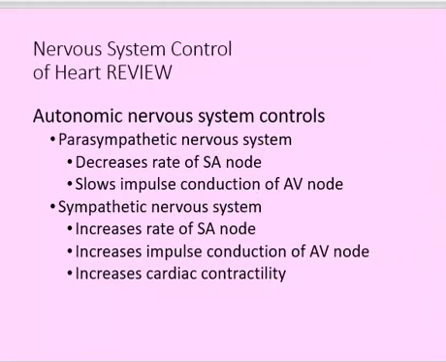Now, we do have nervous system control of the heart. You have your autonomic nervous system controls, and a part of that is going to be the parasympathetic and the sympathetic. One decreases the rate set by the SA node and slows the impulse conduction of the AV node. Sympathetic nervous system increases the rate of the SA node, increases the impulse conduction of the AV node, and then increases cardiac contractility. So be aware of how this firing and electrical stimulus makes the heart contract.